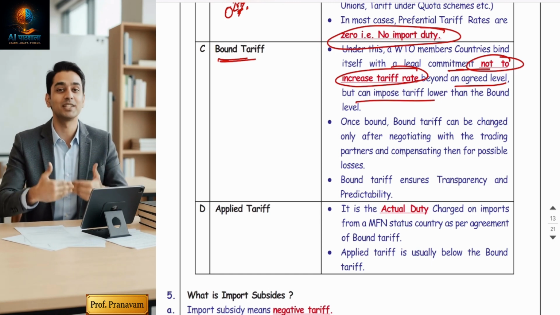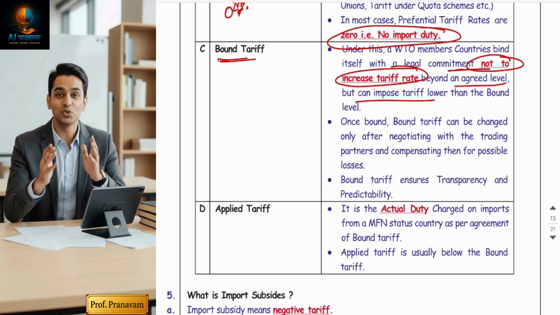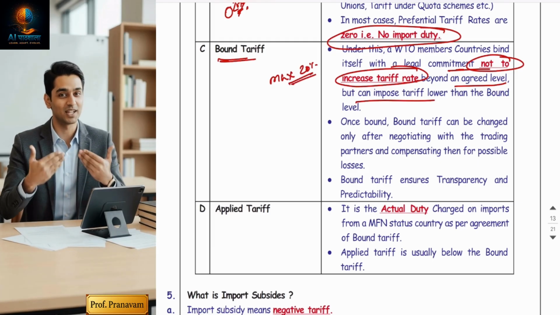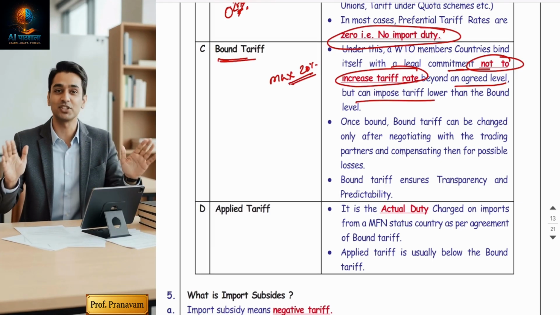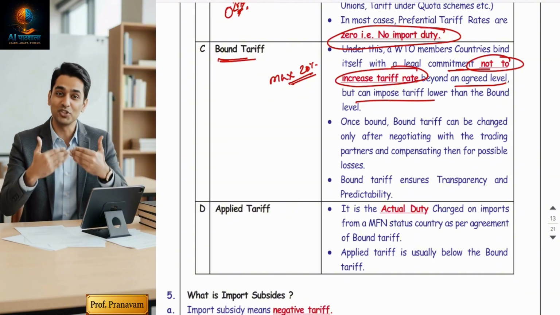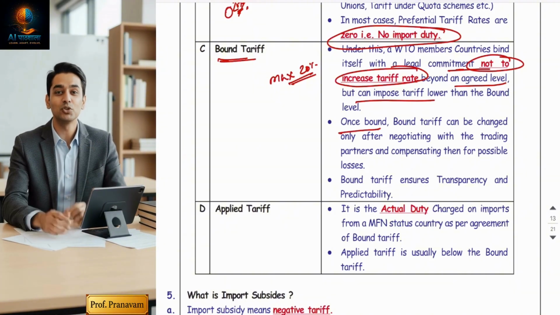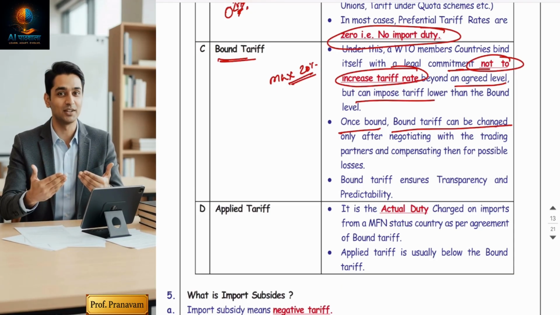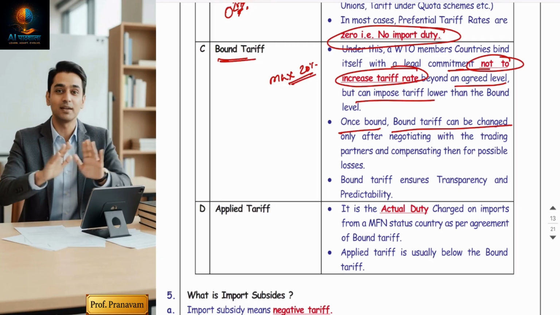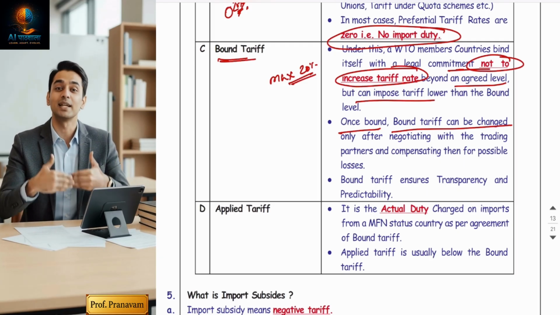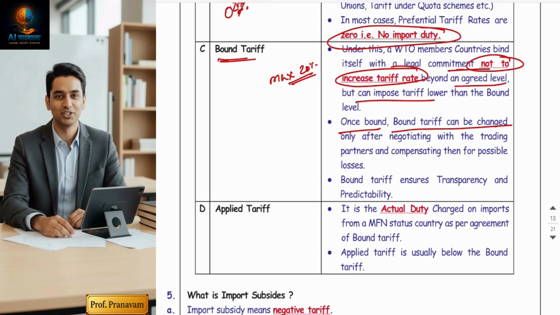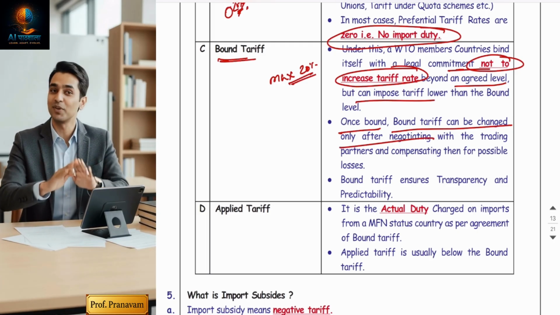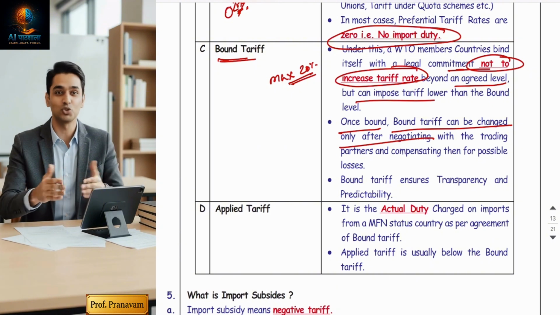Once one country has committed to another country that we are going to charge you a maximum of 20%, they are legally bound and cannot charge more than 20%. Of course, they can charge less than 20%. Can a bound tariff be changed? After getting into the agreement, if a country wants to change the bound tariff, that can be done only after negotiation.